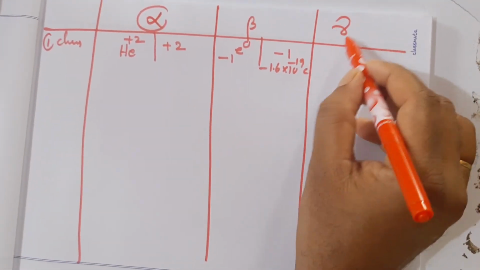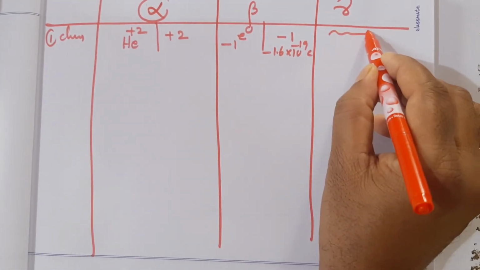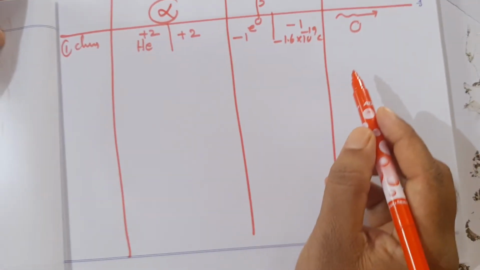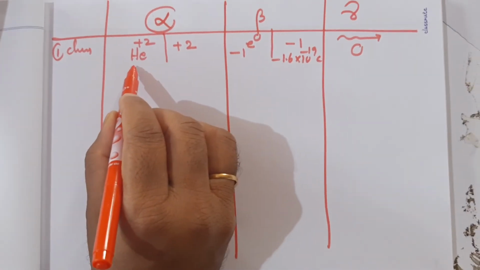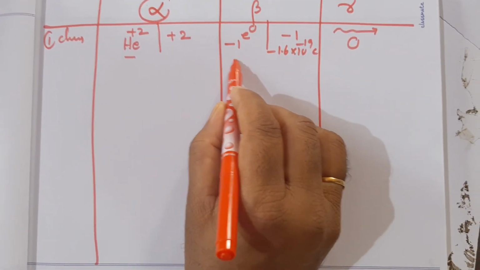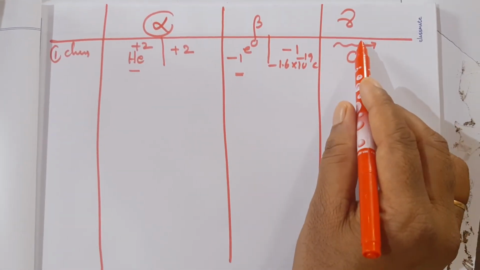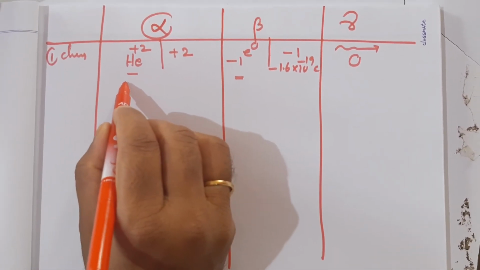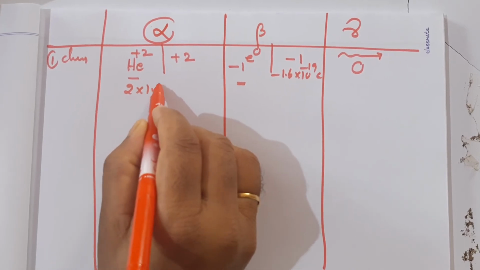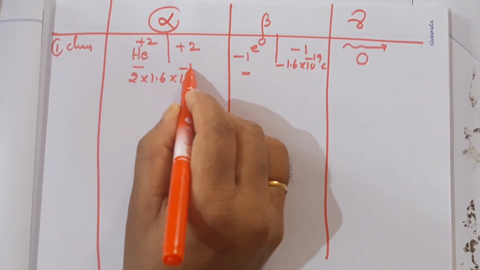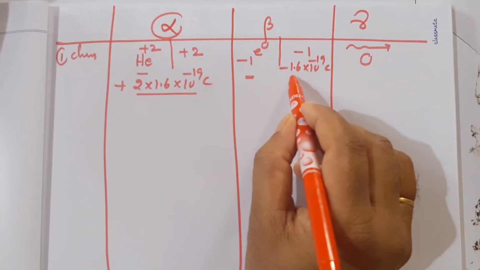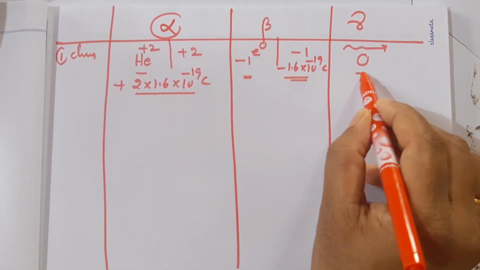What is the charge of gamma? Because it is electromagnetic radiation, no charge. Therefore, its charge is 0. Alpha particle is 2 units positive charge, beta particle has 1 unit negative charge, gamma has no charge. Hence, we can write the alpha charge as 2 into 1.6 into 10 power minus 19 coulombs, positive. For the gamma, it is 0.